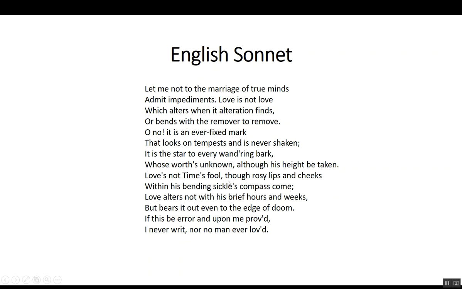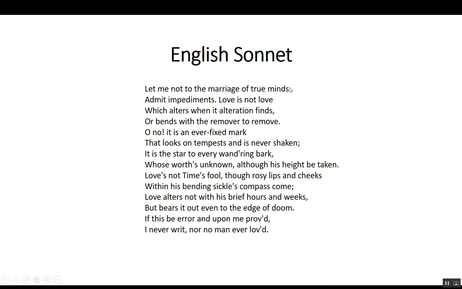Love's not time's fool, though rosy lips and cheeks within his bending sickle's compass come. Love alters not with his brief hours and weeks, but bears it out even to the edge of doom. If this be error and upon me proved, I never writ, nor no man ever loved.